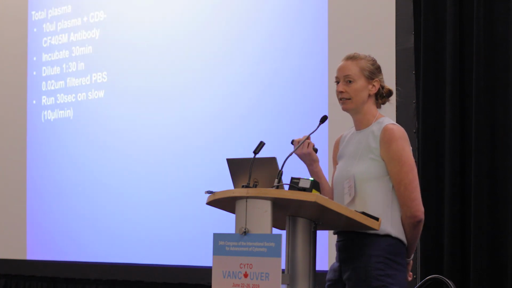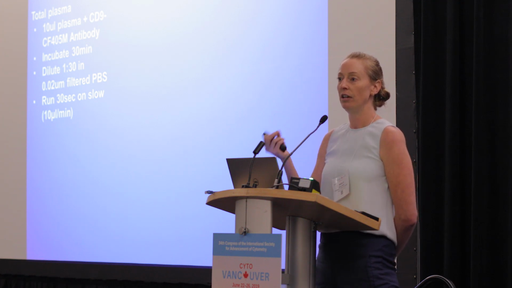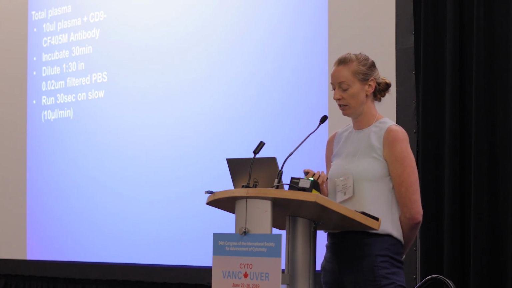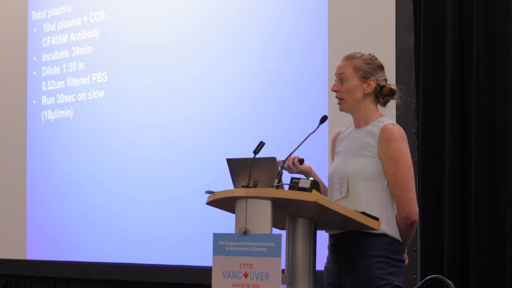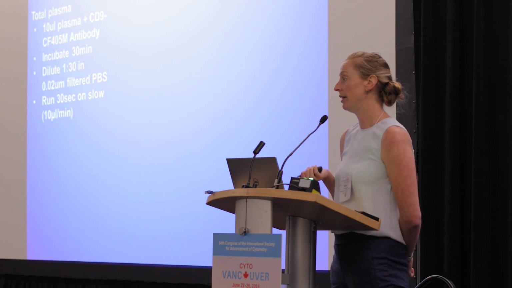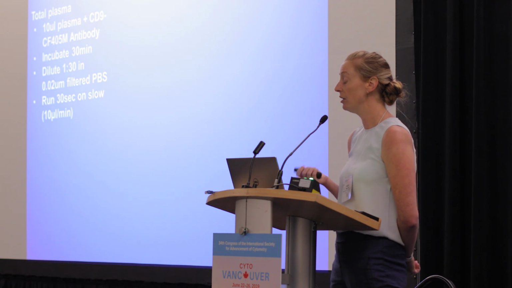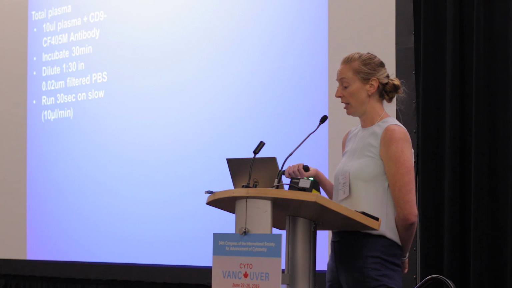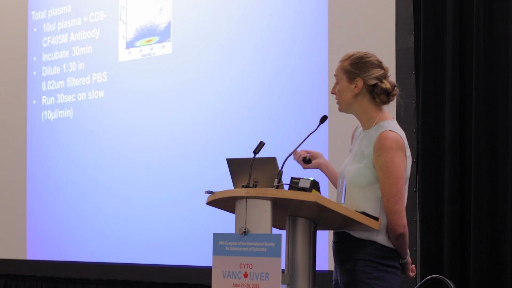So now these are on isolated fractions. Obviously, for a clinic, you don't want to be doing any type of ultracentrifugation or any type of isolation beforehand. You want to just be able to run plasma straight. So if we run our plasma straight with our CD9 antibody, how does that look? Once again, it's our standard where we have 10 microliters of plasma. We incubate with our antibody. There's no washes or anything. Then we dilute in PBS, run on slow, and collect data for 30 seconds. And this is how it looks.